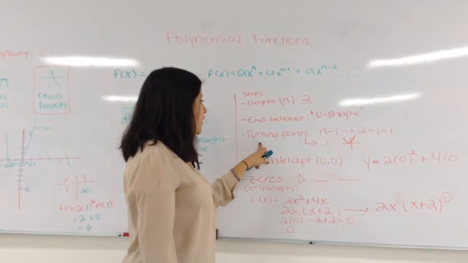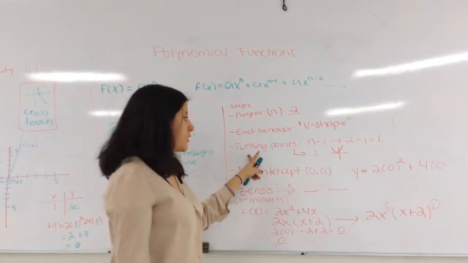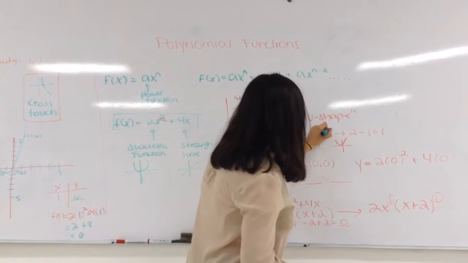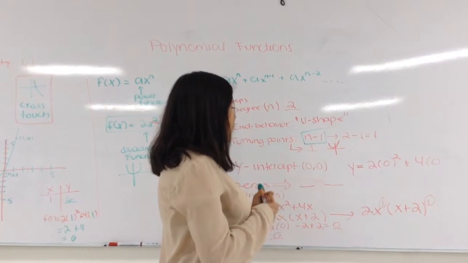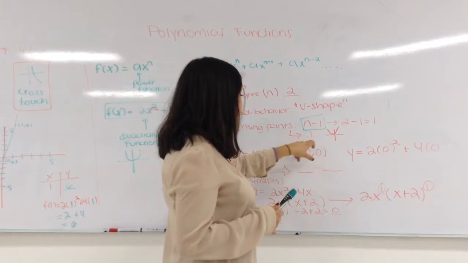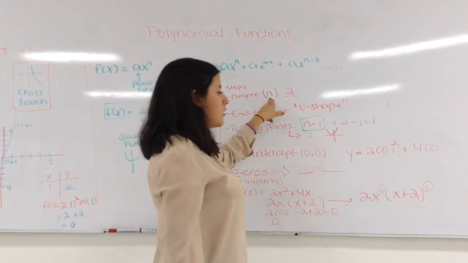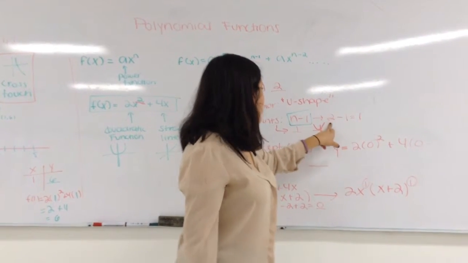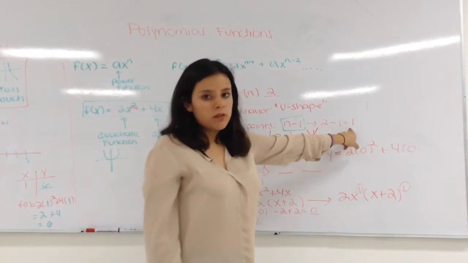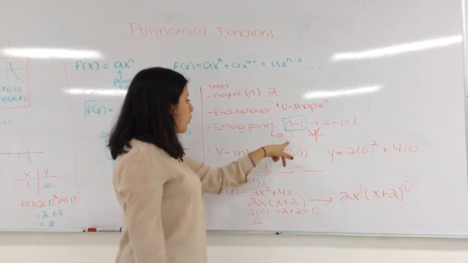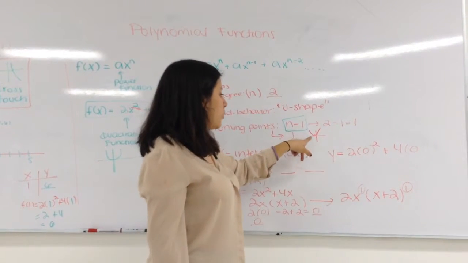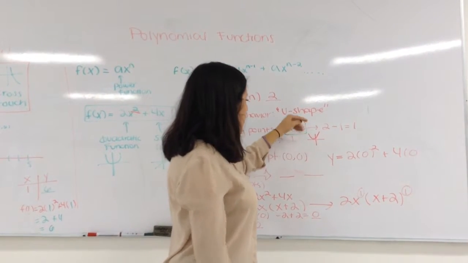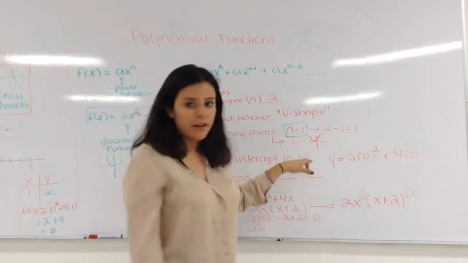The next step is the turning point. And here we use a formula that is n minus 1, and the n is what we know as the degree. So we put the degree, that is number 2, minus 1 equals 1. And so we have one turning point. The turning points are the ones where the sketch turns on the graph.